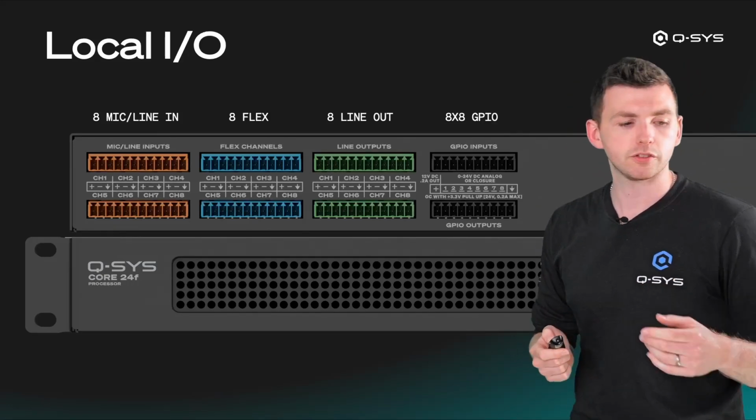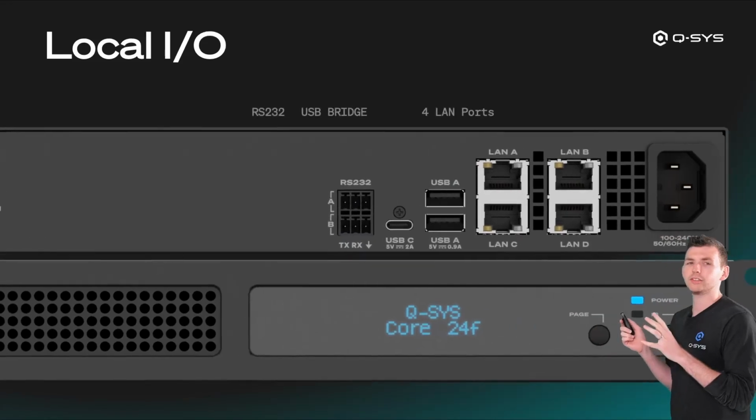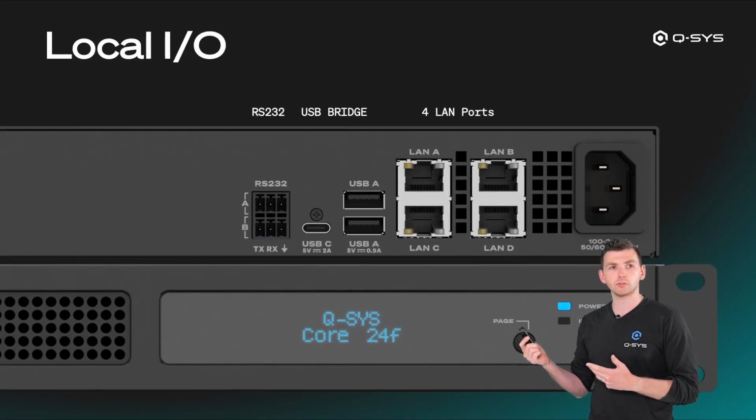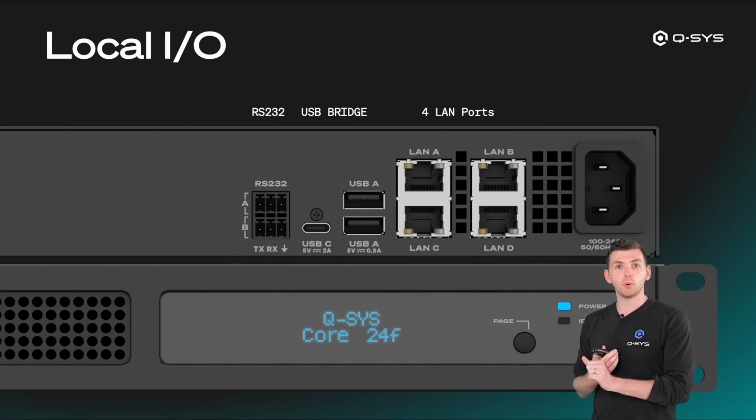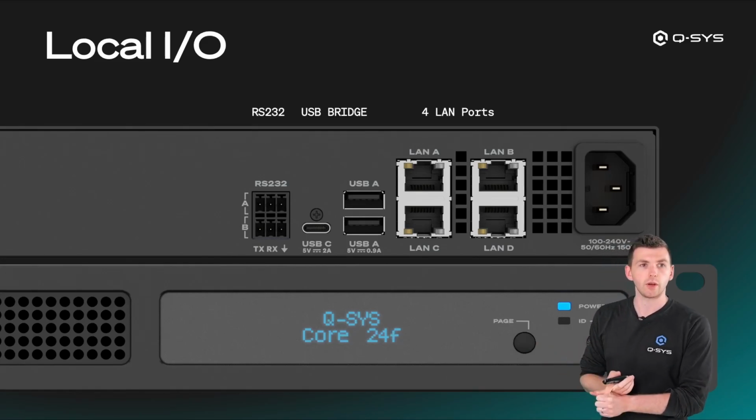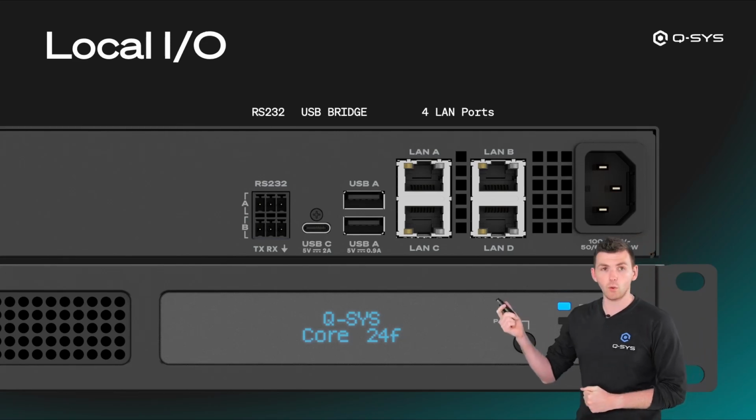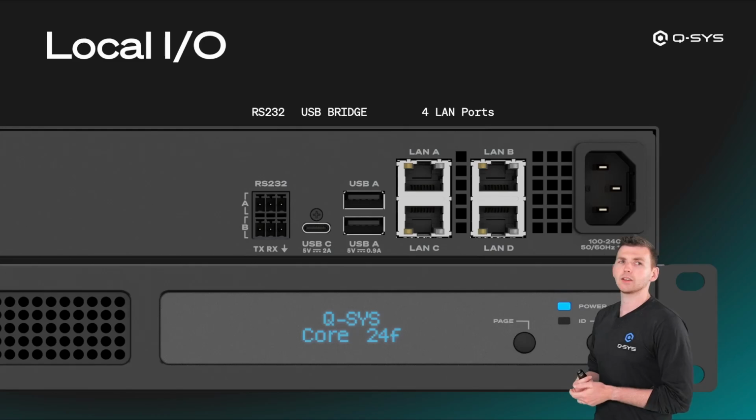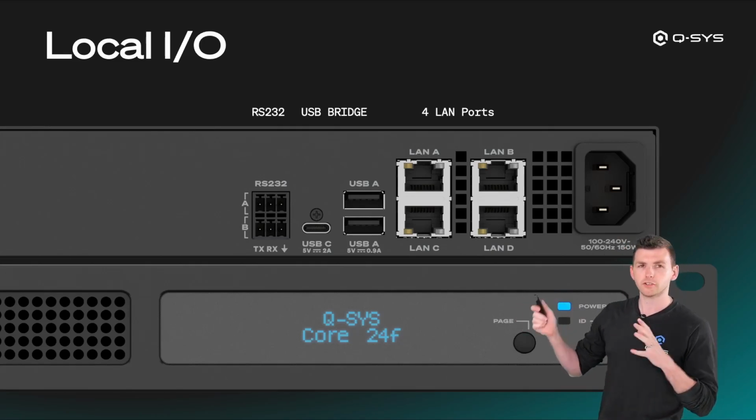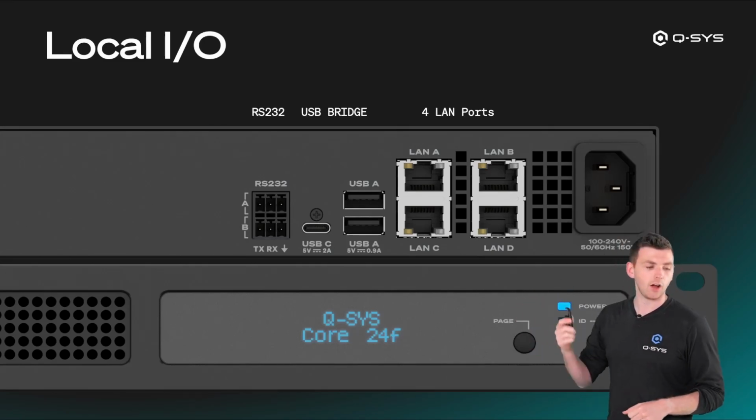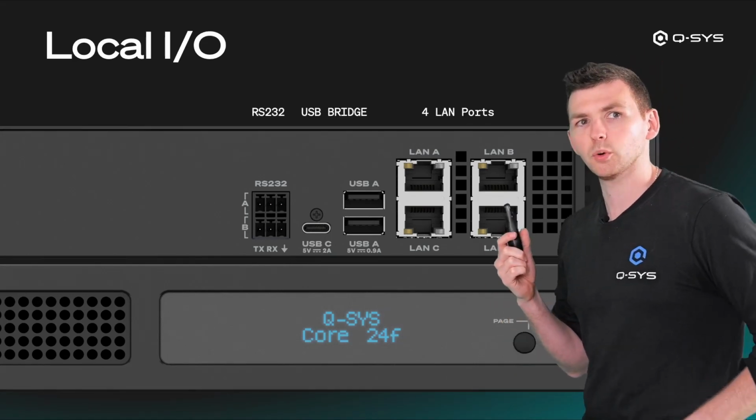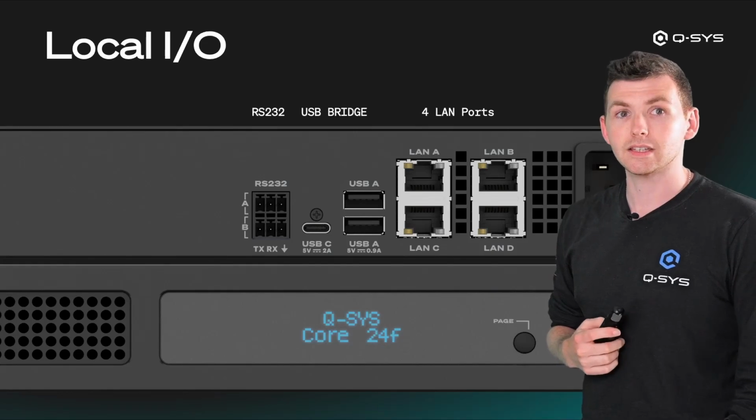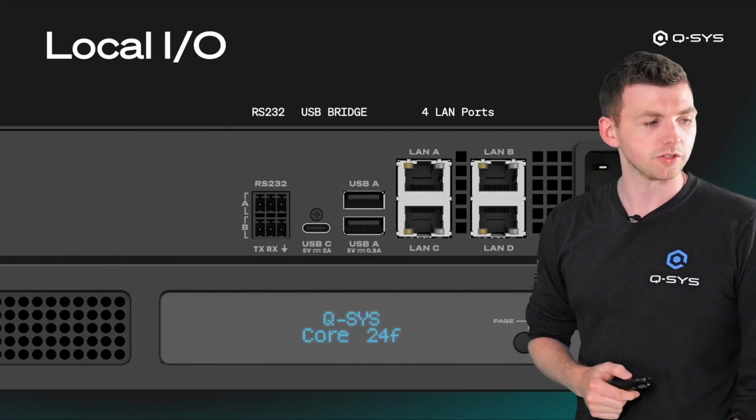And then if we come over to the other side, we can see here that we've got the same RS-232 setup as those smaller cores. Okay, so we've got their 2 ports, just like on the Core Nano and the Core 8 Flex. USB-C for audio, USB and video bridging. And we've also got the USB-A ports, so much the same as those smaller cores. But now we actually have 4 LAN ports here: LAN A and LAN B, and also LAN C and LAN D. And there's a display on the front, which is nice.